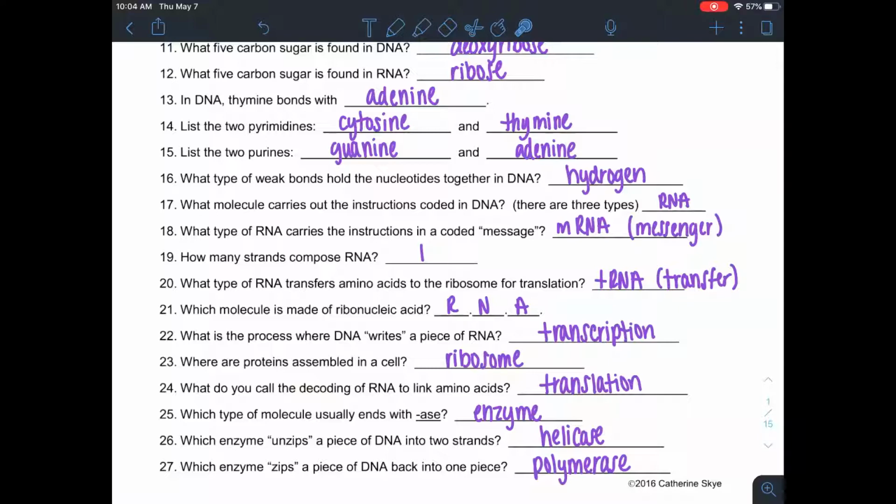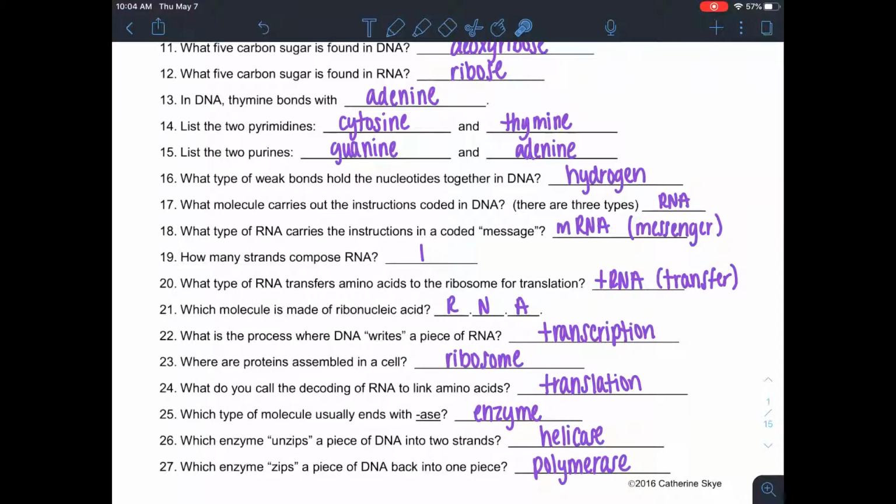So when we're linking amino acids to make a protein, we call that translation. That process is called translation. All right. What type of molecule usually ends in an ASE, right? We talked about two main ones, helicase and polymerase, and those are both enzymes.